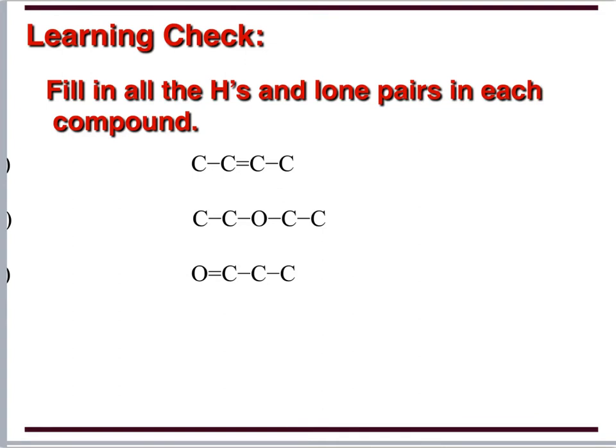again, I'm going to count my lines. The first carbon only has 1 line, so it's going to need 3 more hydrogens. This one's got 2, so it needs 2. Oxygen already has its 2 bonds, so no more hydrogens added there. And this carbon's got room for 2 more, and this one's got room for 3 more. Okay, and then the last structure, I've got that double bonded oxygen, so oxygen is all happy by itself there. The next carbon has 3, so I'm going to add 1 more to make 4, and then this carbon needs 2, and this carbon needs 3.